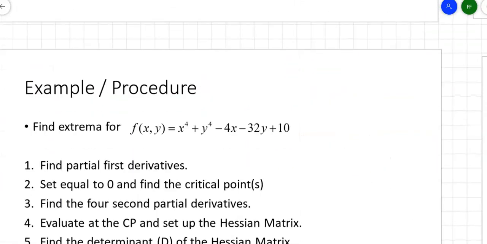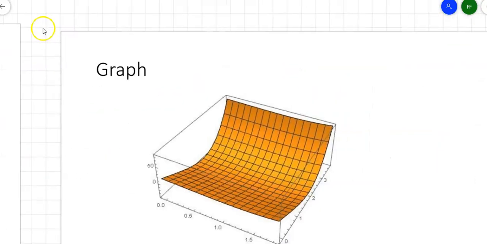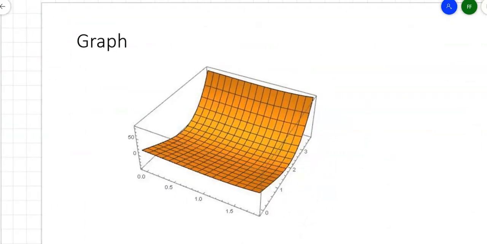All right, let's try another one. Oh, this is the graph, by the way. I graphed this clearly on Mathematica. I did not graph it by hand. So this is your set of x values. That's your set of y values. And here's your z's. So you notice that it happens when x is equal to 1 and y is equal to 2. Right there in the middle, that's where the minimum is of that surface. All right, so it does work out.